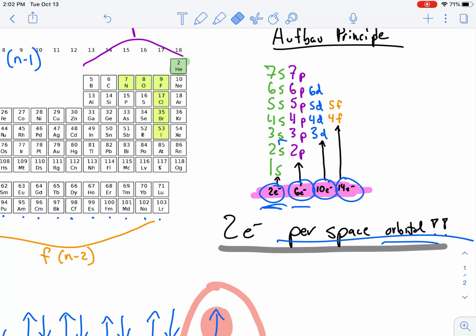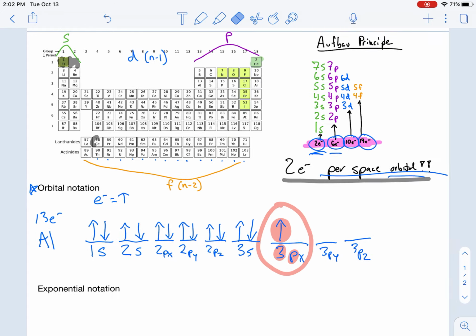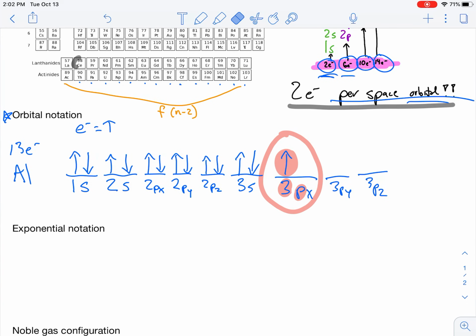It'd be a lot easier just on a whiteboard. I could just erase this, but here we go. So that's aluminum orbital notation.